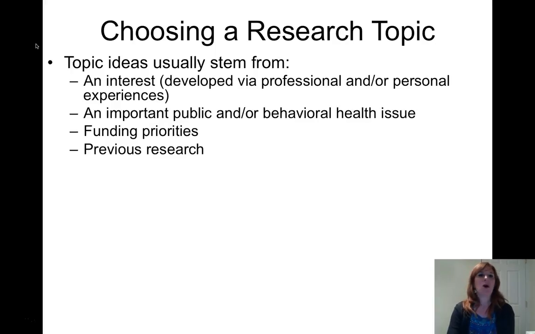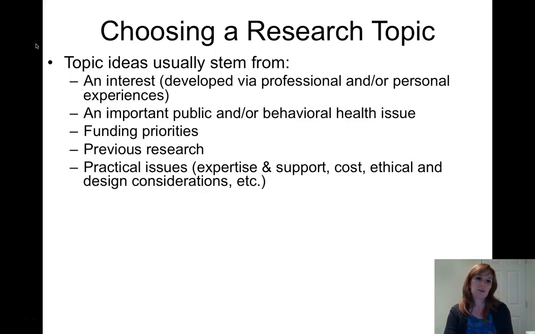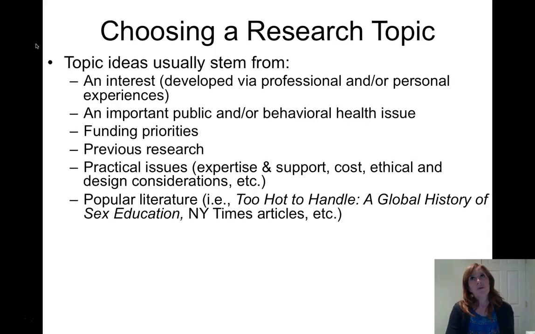And topic ideas always should be grounded in previous research. So we want to see what other people have done and found, and make sure we're not reinventing the wheel every time. We're also often influenced by practical issues. So what kind of expertise we have, what kind of support we have to conduct the research, how much will it cost, are there ethical considerations, design considerations. So we often have a topic and then have to negotiate or massage it a little bit based on practical issues.